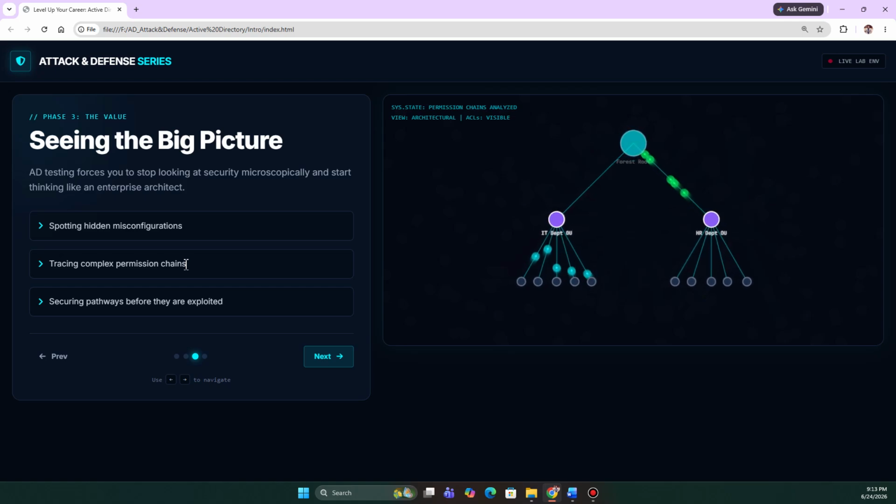So you stop looking at security purely on a machine-by-machine basis and start thinking like an enterprise architect. You learn how to spot the invisible misconfigurations and vulnerabilities that happen when complex systems overlap. You learn how authentication protocols actually work under the hood, and how to trace complex permission chains across the entire environment or network. And most importantly, you will learn how to help organizations identify and secure those pathways before they are ever exploited.